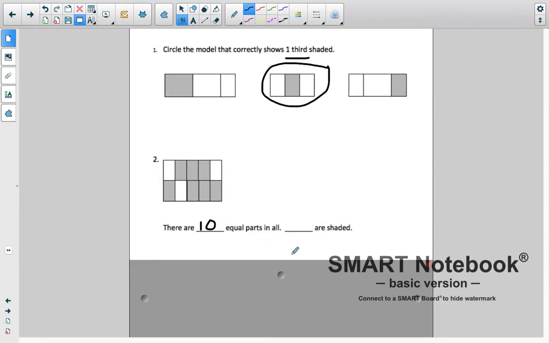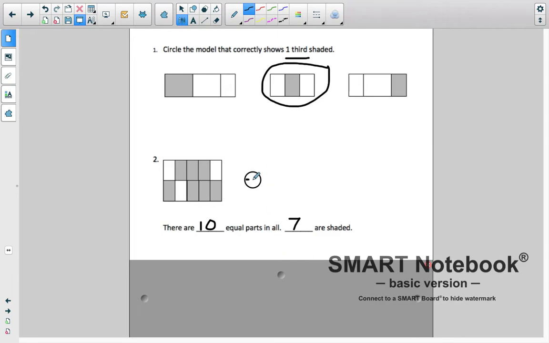Now it's asking how many parts are shaded. So let's count the shaded parts. 1, 2, 3, 4, 5, 6, 7. So we have 7 pieces that are shaded.